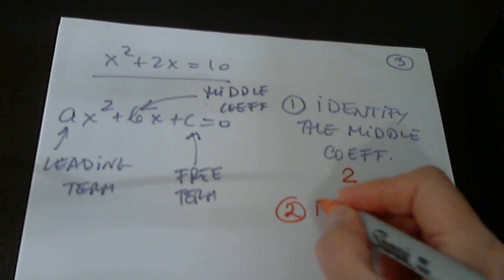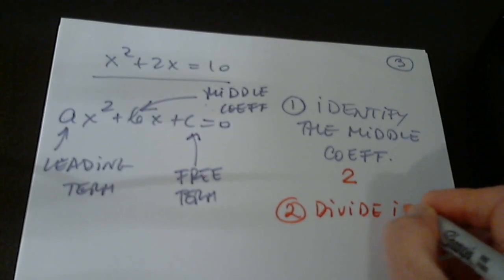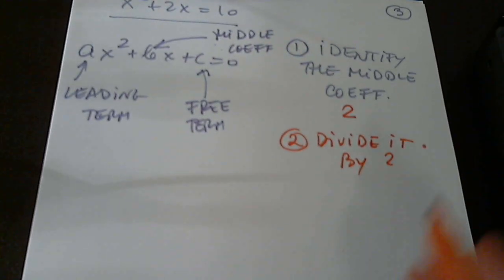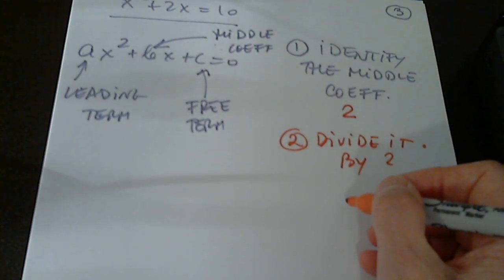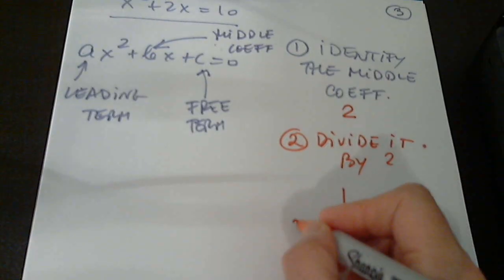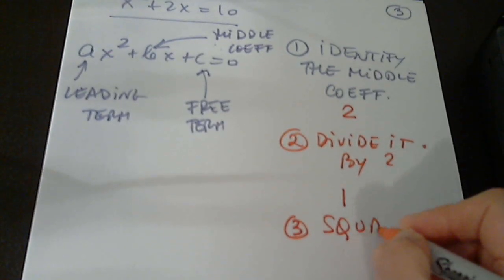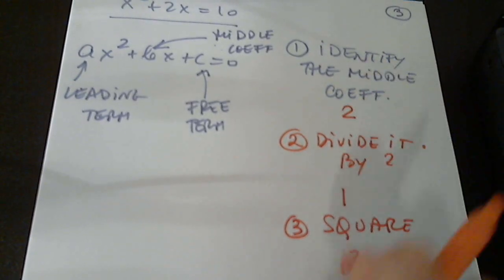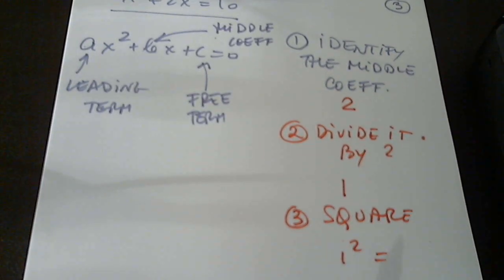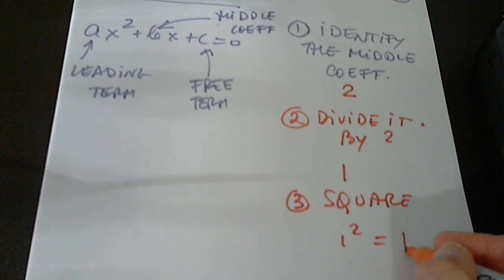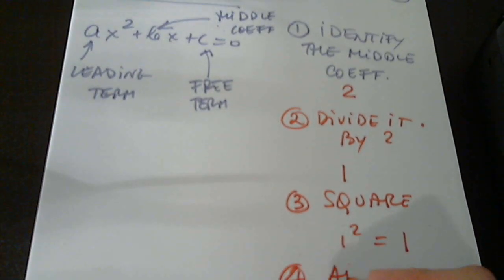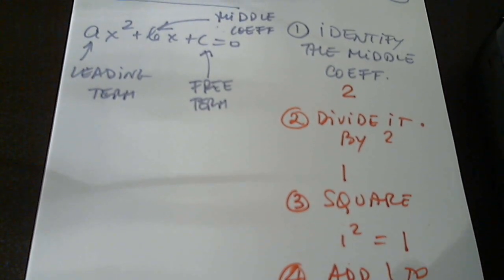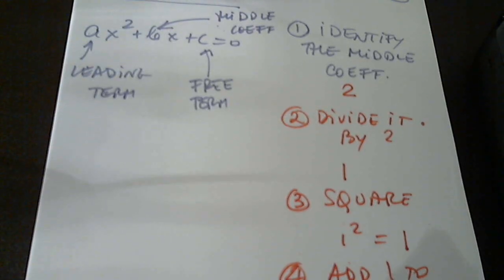In step 2, divide it by 2. It meaning this. So please divide 2 by 2 and tell me what you get for this problem. 1. In step 3, square 1. Can anyone square 1 for us? 1. Exactly. Step 4, add 1 to both sides, and complete the square.